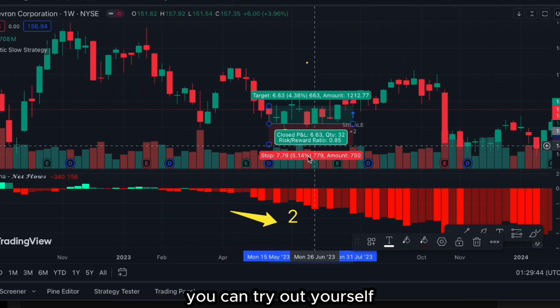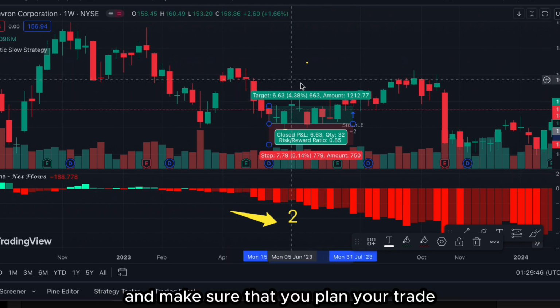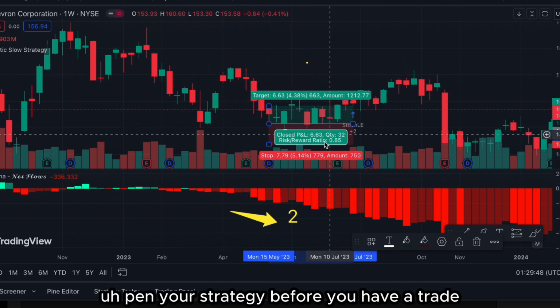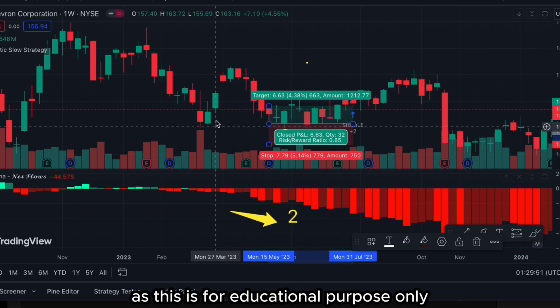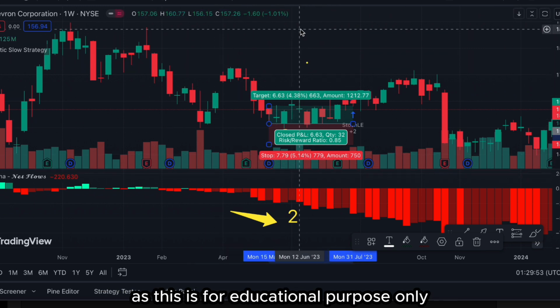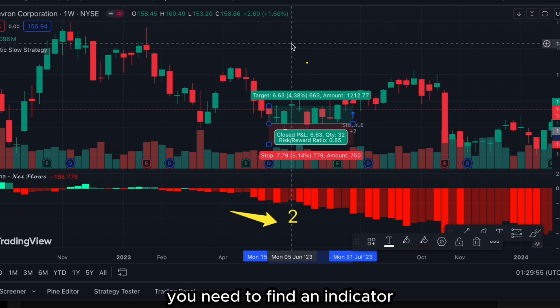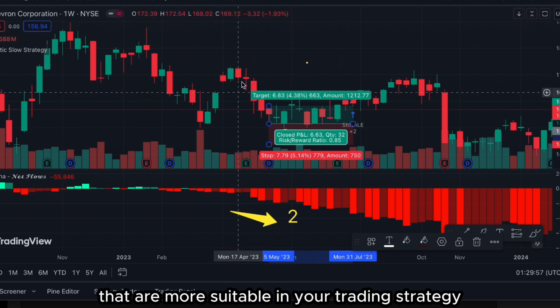You can try it out yourself and make sure that you plan your trade and your strategy before you trade, as this is for educational purposes only. You need to find an indicator that is more suitable for your trading strategy.